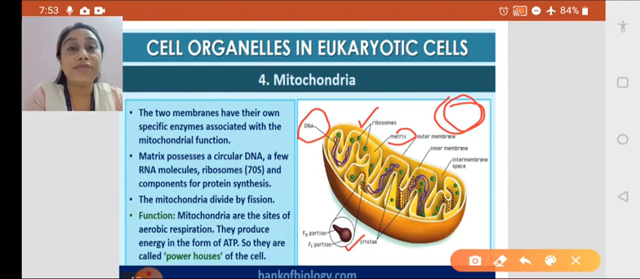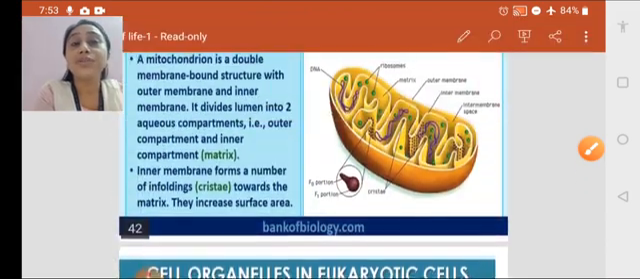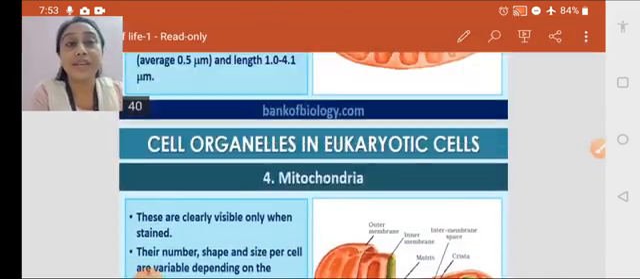So the F0, F1 particle is a kind of special protein. The more the infolding in the inner membrane, the more the F0, F1 particles, and the more the F0, F1 particles, the more ATP will be produced. So that's why mitochondria is called the powerhouse of the cell, which is synthesizing ATP, the currency of energy. Fine. So what we have studied in today's class, let us revise in short.